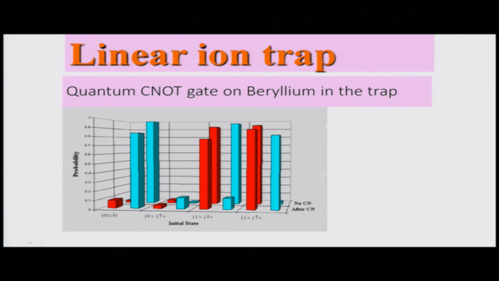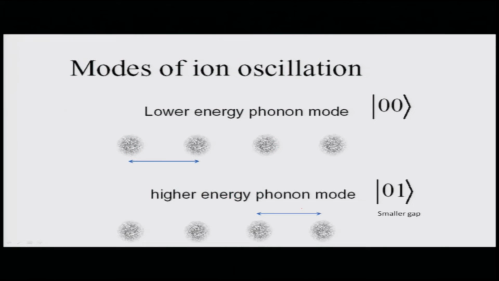So, one of the examples utilized was the C-NOT gate, for example on a beryllium ion in the ion trap. This was one of the examples where we look at what happened before and after the control-NOT gate application, and we are coming to this in a minute. So, this shows that these traps have been utilized.